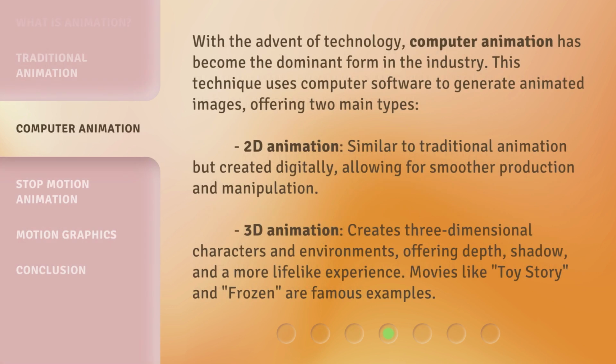With the advent of technology, computer animation has become the dominant form in the industry. This technique uses computer software to generate animated images, offering two main types. 2D animation, similar to traditional animation but created digitally, allowing for smoother production and manipulation. 3D animation creates three-dimensional characters and environments, offering depth, shadow, and a more lifelike experience. Movies like Toy Story and Frozen are famous examples.